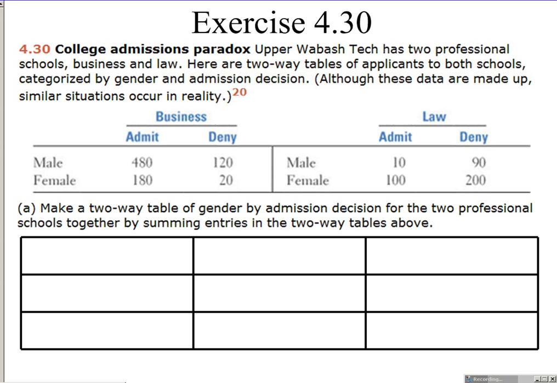Upper Wabash Tech has two professional schools, business and law. Here are two-way tables of applicants to both schools categorized by gender and admission. Although these data are made up, similar situations occur in reality.